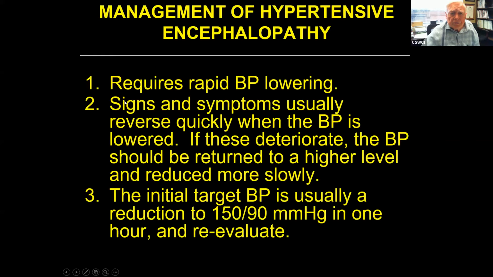So the management of encephalopathy requires rapid blood pressure lowering, and the signs and symptoms usually reverse very quickly while the blood pressure is going down. On the other hand, if the patient gets worse and begins to develop stroke-like symptoms, it means you've probably got the diagnosis wrong, and this really is an acute stroke in evolution, and you may need to raise the blood pressure again and reevaluate. But more usually, you've got it right, you believe, and so you aim for just above normal blood pressure in the first 1 to 2 hours and reevaluate.